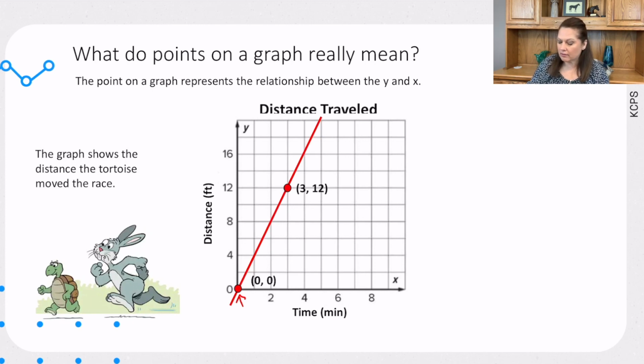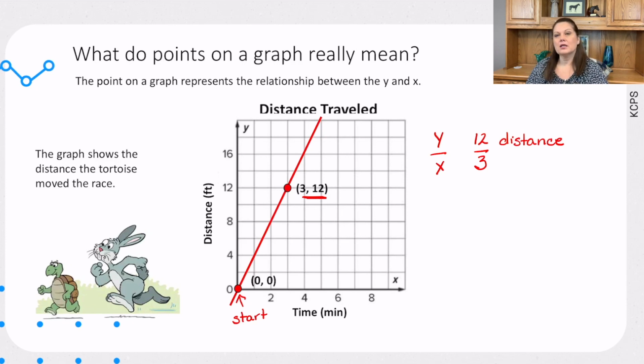So at point 0, 0, this is going to be the start of my race. For this particular example it is for the tortoise. Now you'll notice here's my ordered pair, 3, 12. So I'm going to go ahead and put it in my constant of proportionality fraction. So I'm going to say 12 on top, 3 on the bottom, or my numerator and denominator. So look on your axes to tell you what each of those mean. So the 12 is going to be my distance that the tortoise traveled, and the 3 is going to be my time.